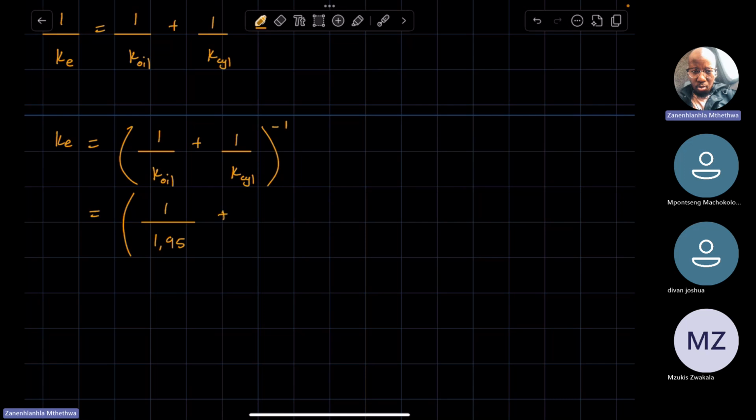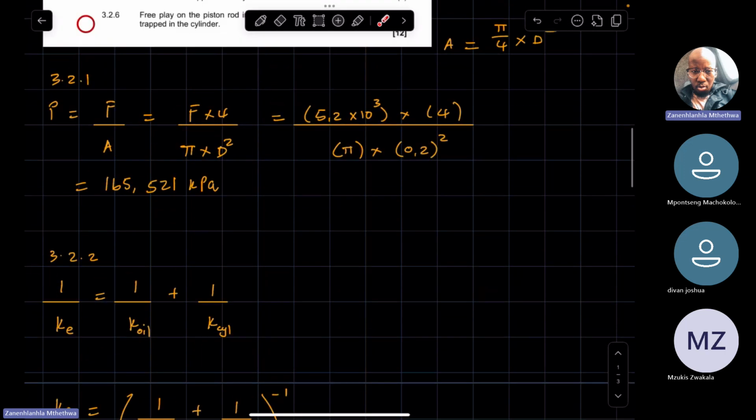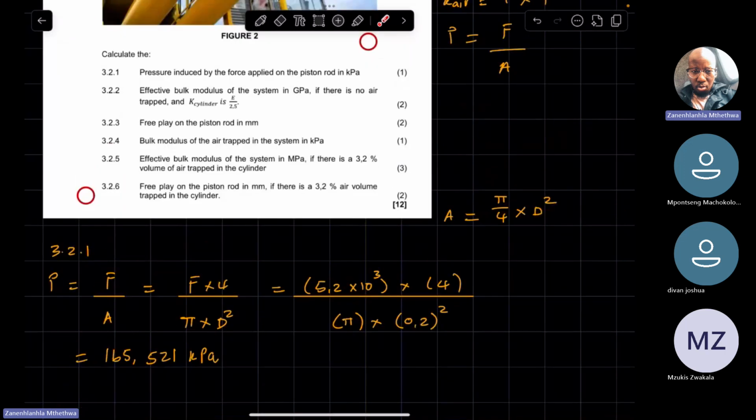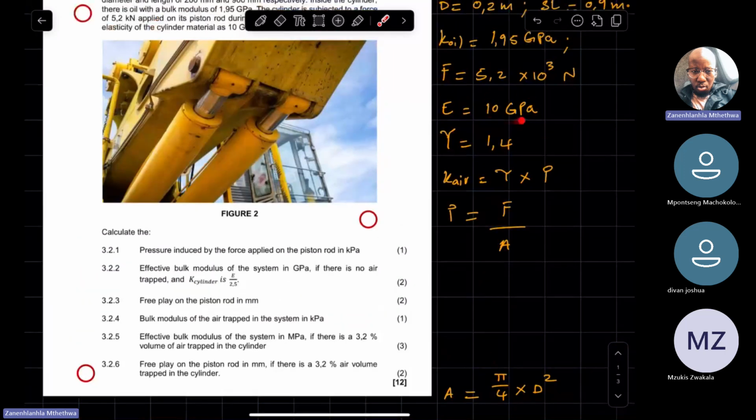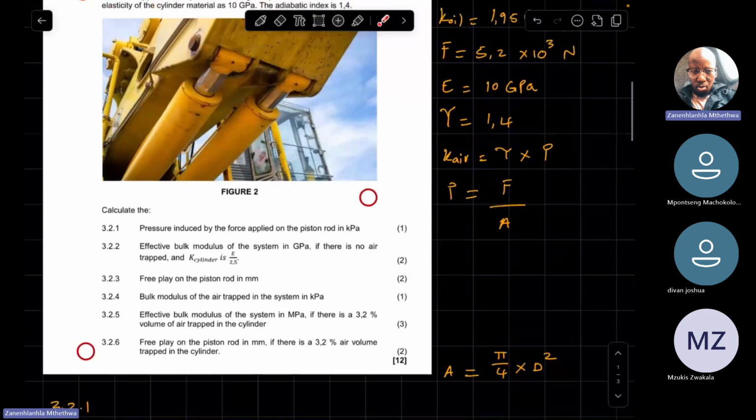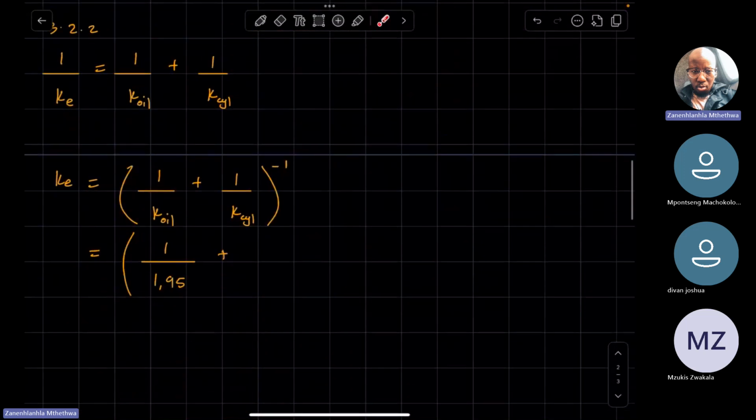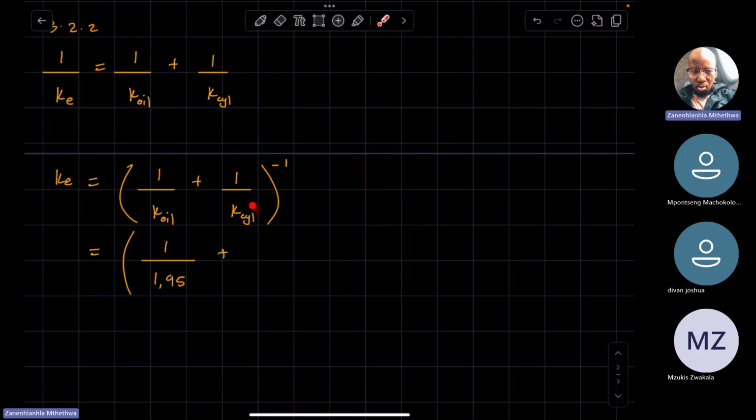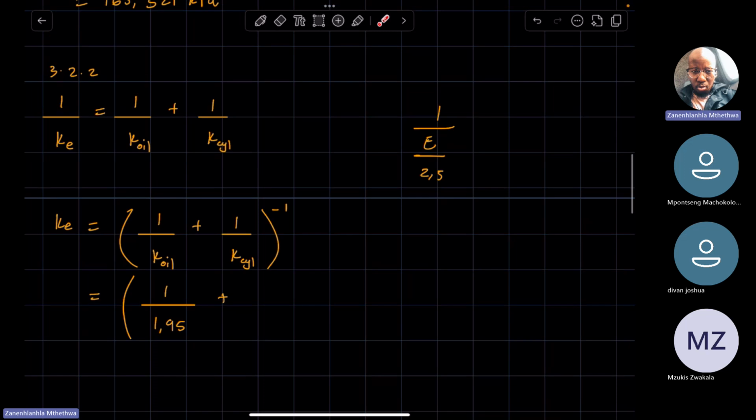Plus now the K of the cylinder. You've been given here that the K of the cylinder is equivalent to E over 2,5. Remember that E is the Young's modulus of the material, and the Young's modulus of the material is given as 10 gigapascals, sorry. So this here is equal to E divided by 2,5. But remember here that you have 1 over the K of the cylinder. So essentially this is what you have.